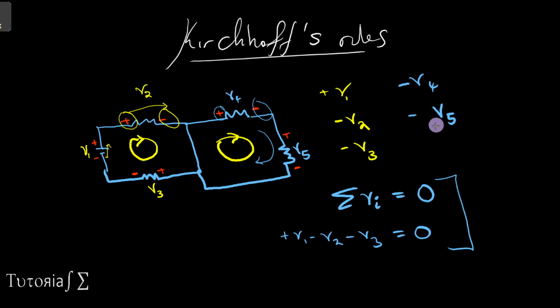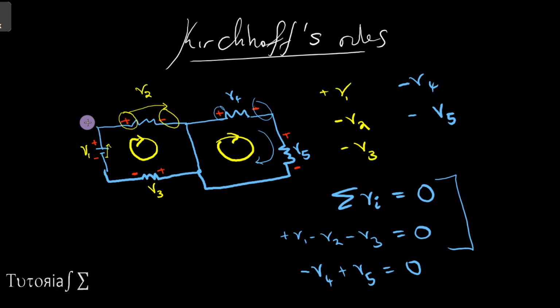The same applies here. If we sum in this loop, there are only 2 voltages, that is negative V4 plus V5. This should also give you 0. So this is the first rule, which is known as the voltage rule. Okay, then now we come to current.